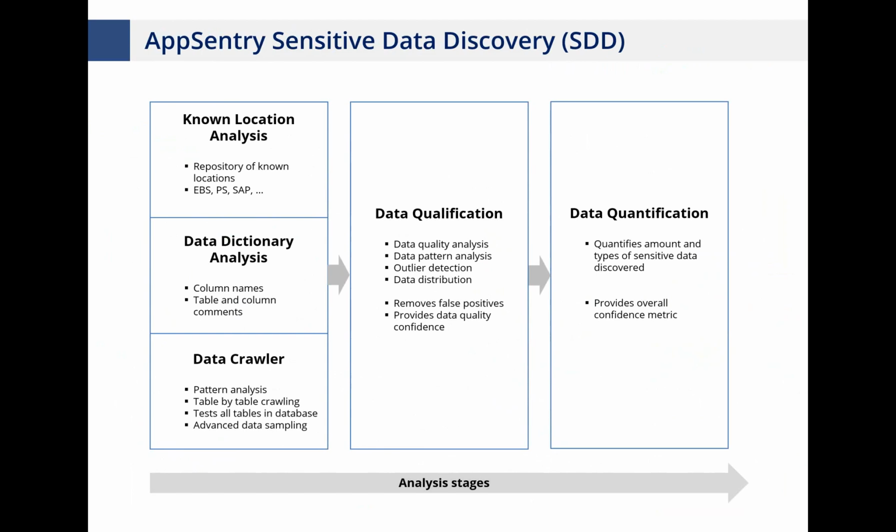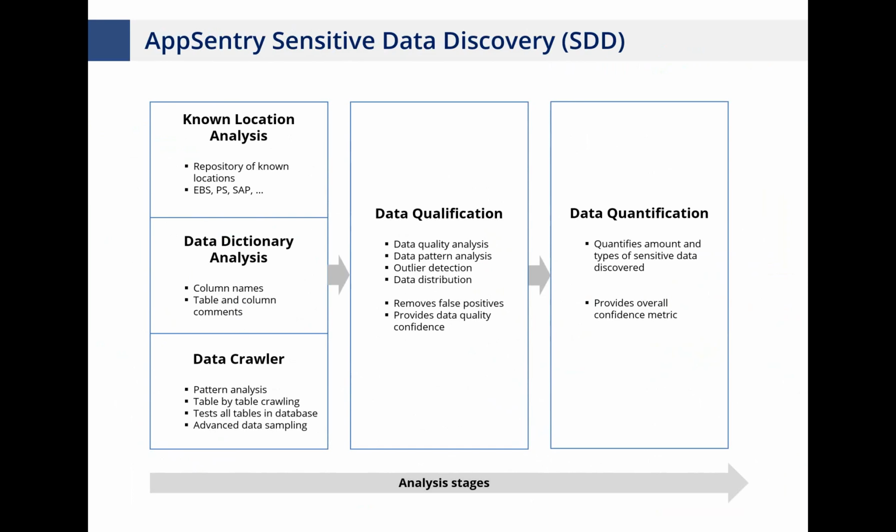We start with the known locations. That's the easiest thing to do because we actually know what tables and columns the data is in, and then we can start looking, is there actually data in those columns? And then the next level is the data dictionary analysis. The reason we're doing these first 2 stages is we don't want to have to do a data crawler. We don't want to look through all the data. Can we optimize this process as quickly as possible? So we do a data dictionary analysis.